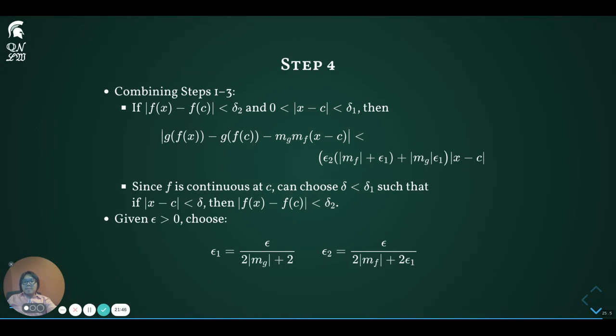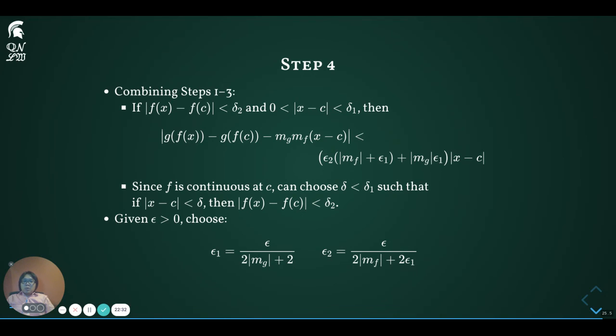To close up our discussion, we combine what we found on the previous 3 slides. To apply the differentiability of f and g, we need to assume that |f(x) − f(c)| is less than δ2, and |x − c| is strictly between 0 and δ1. Once we assume this, then applying those differentiabilities to the inequality of the previous slide gets us the following expression: the composed function g∘f differs from a linear function with slope mg times mf by |x − c| times this expression in terms of epsilons.